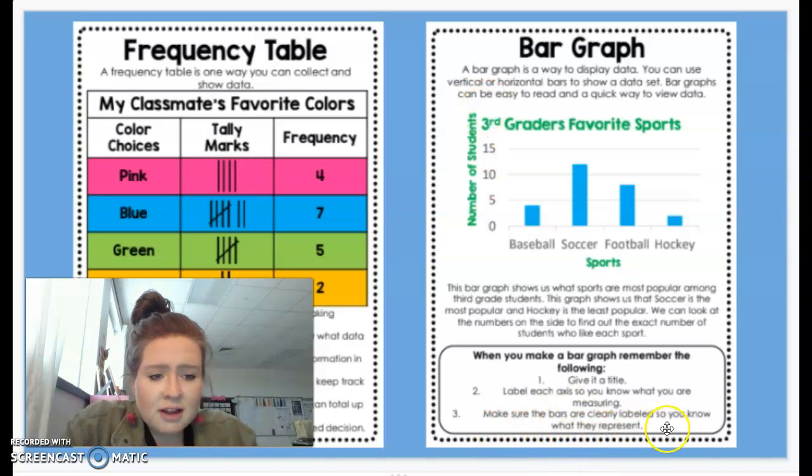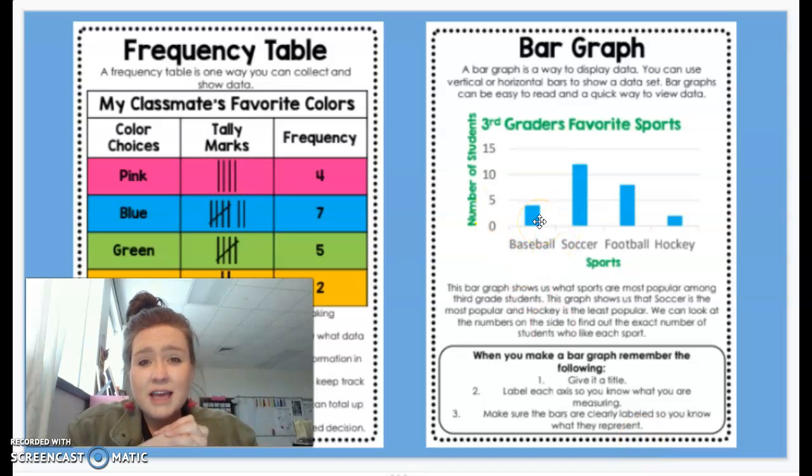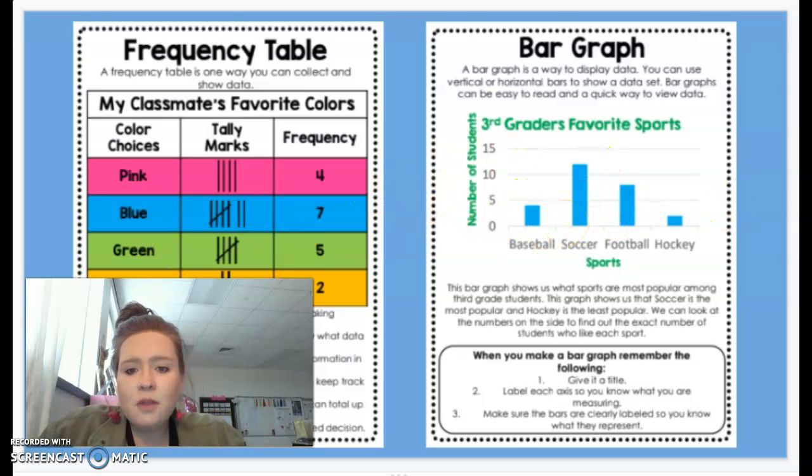Make sure the bars are clearly labeled so you know what they represent. Again, also, it's really important that you keep your bars a good distance apart when they're spaced out. You notice that these are not all bunched up. There's some space in between so you can clearly read each bar, okay?